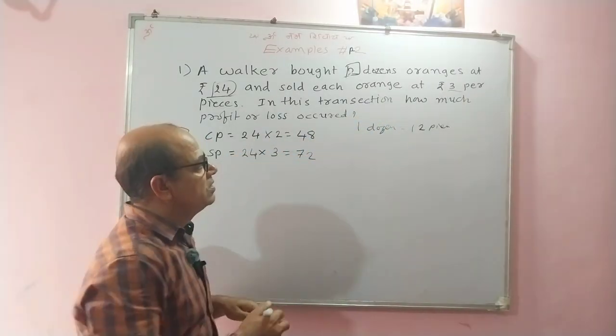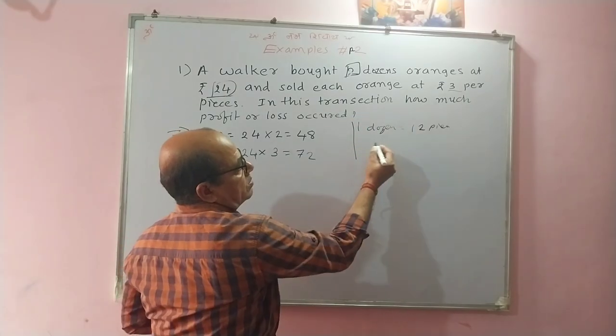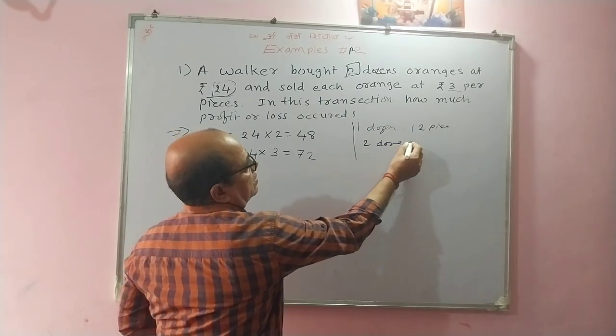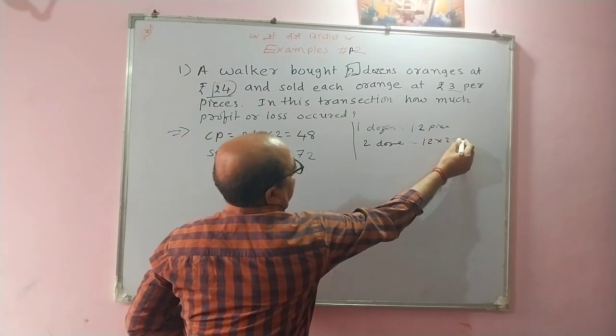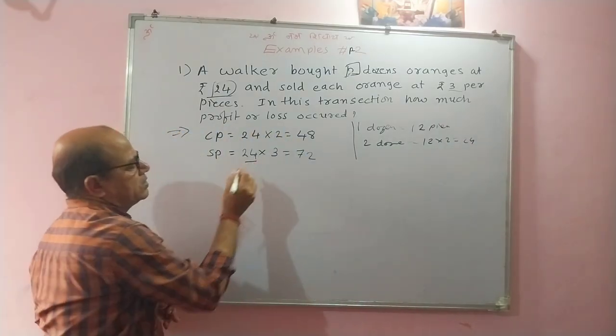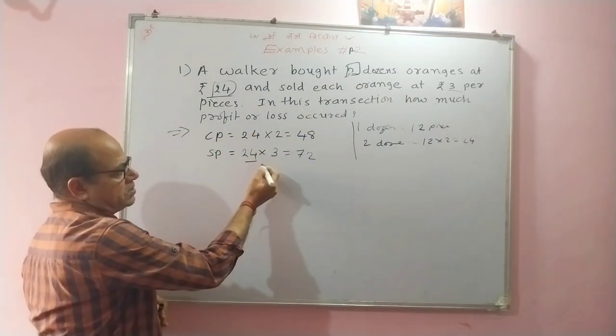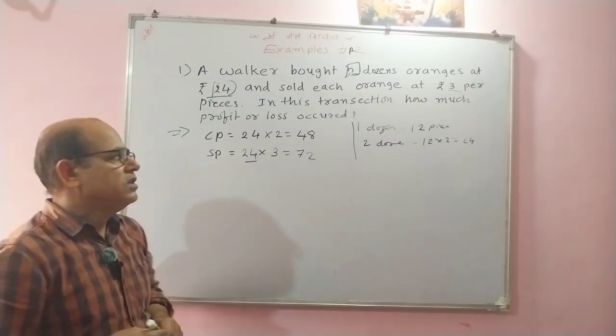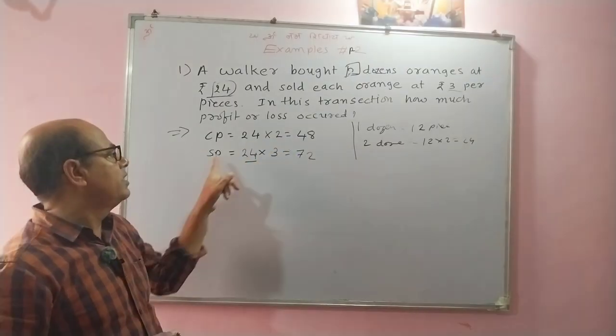How many pieces? 1 dozen is equal to 12 pieces. So 2 dozens is equal to how many pieces? 12 into 2 is equal to 24 pieces. This 24 is pieces and this 3 is rupees. So 24 into 3 is 72. So CP we have got and SP we have got.